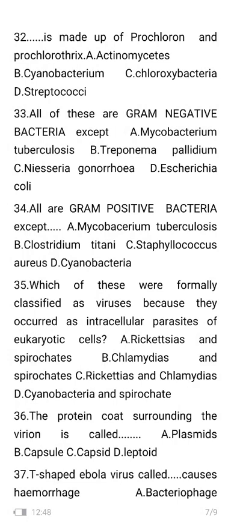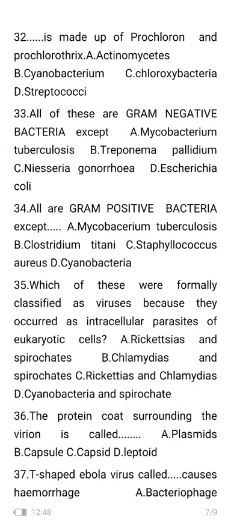Number 33, which of these are gram negative? All of these are gram negative bacteria except A. Mycobacterium tuberculosis, B. Treponema pallidum, C. Neisseria gonorrhea, D. Escherichia coli. The answer is Mycobacterium tuberculosis. Yes, Mycobacterium tuberculosis is a gram positive bacterium.